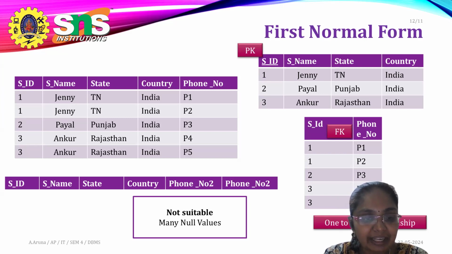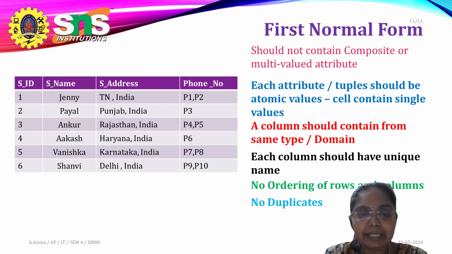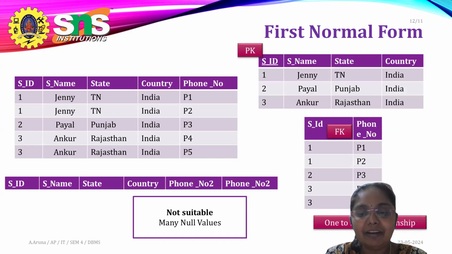See here, if I give SID, SNAME, state, country, phone number 1 and phone number 2, and decompose my table like this, not all the people have dual phone numbers. Through that, Poil can have only one number. Akash can have only one number. In this case, many attributes, many tuples, can have a null value. So this is also not possible.